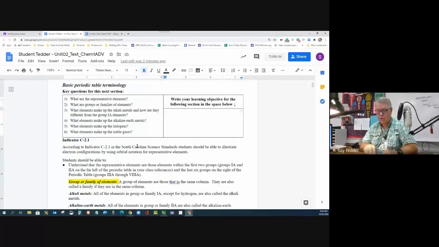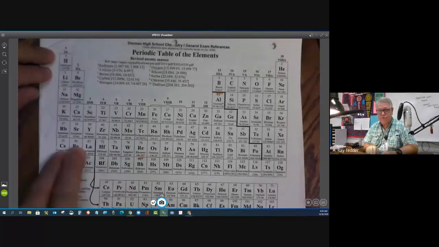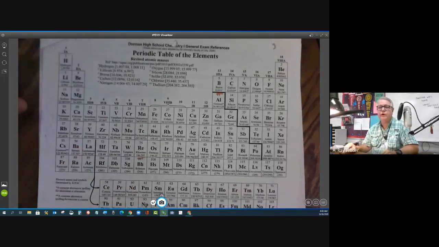Representative elements are the elements that are in, let me put this on this screen here, the elements in these first two columns. Okay, now this is where you need to take notes. I don't tell you all the time to take notes on things. I mean, you've got to get in the habit.